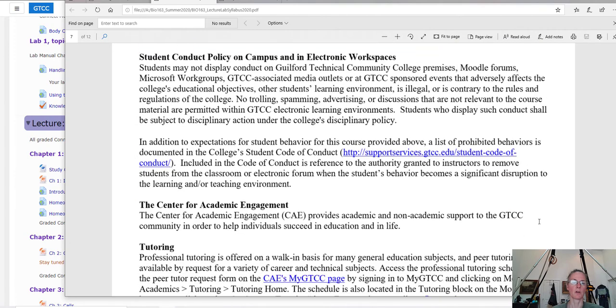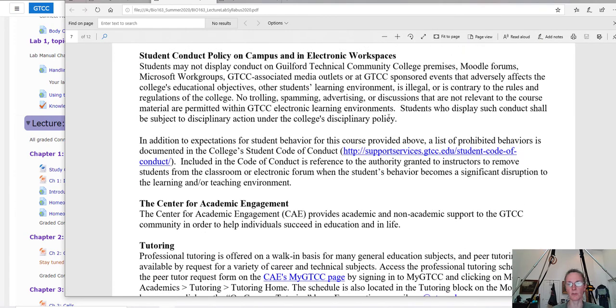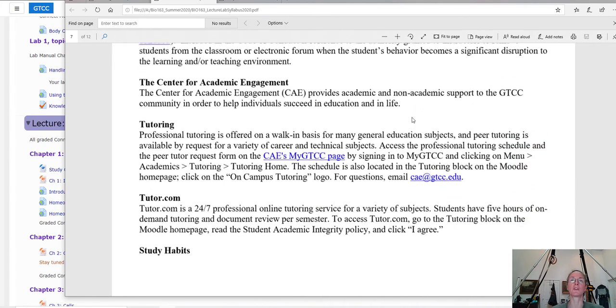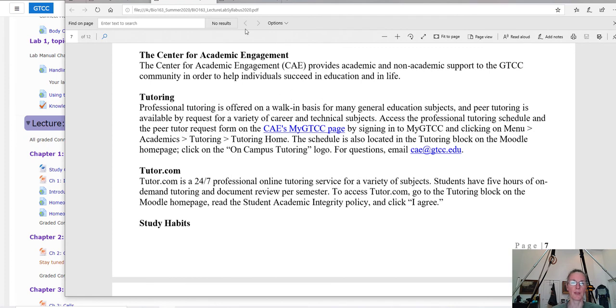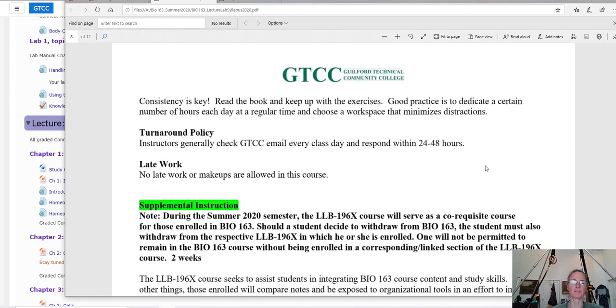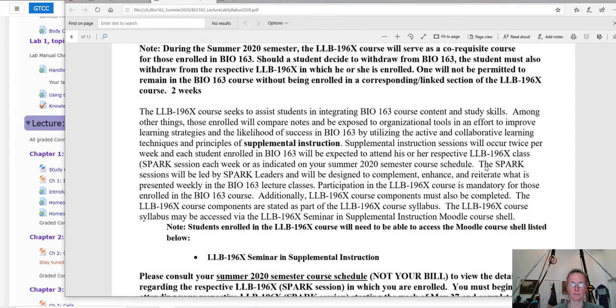We also have basic etiquette in electronic workspaces. For example, no spamming, no advertising. Don't come online and start trying to sell Mary Kay or anything. So make sure that we keep our discussions online pertaining to the course. There's also tutoring. So this gives you information on how to get tutoring. We also have some study habits advice, this kind of thing, turnaround policies, some information about Spark.